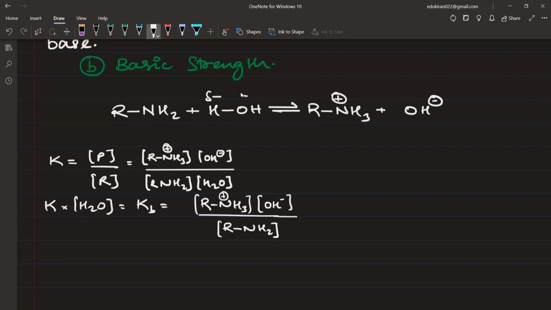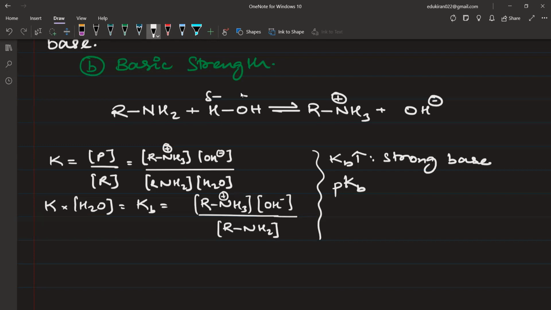Okay. Now we can easily see if the amount of product is high, that means that there is more dissociation, we have more basic activity because OH negatives increase, right? So we can say if Kb is high, that means it is a strong base.